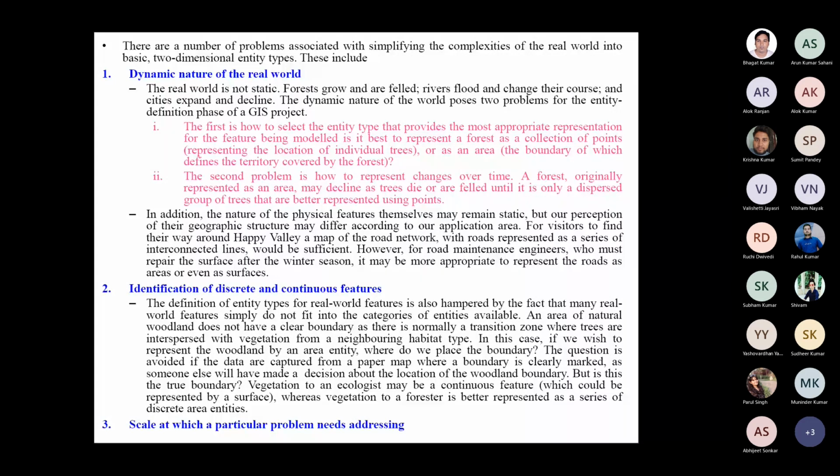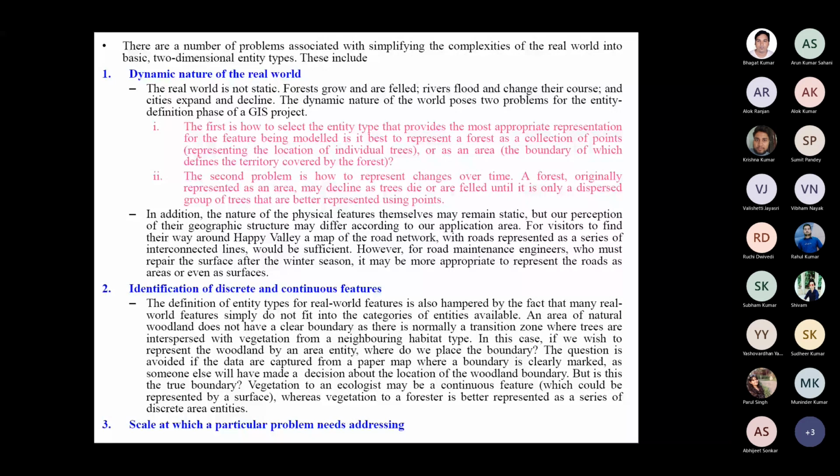An area of natural woodland does not have a clear boundary. We have just seen the example of forest. There is normally a transition zone where trees are interspersed with vegetation from neighboring habitat types. In this case, if we wish to represent the woodland by an area entity, where do we place the boundary? The question is avoided if the data are captured from a paper map where the boundary is clearly marked, as someone else will have made a decision about the location of the woodland boundary. But is this the true boundary?